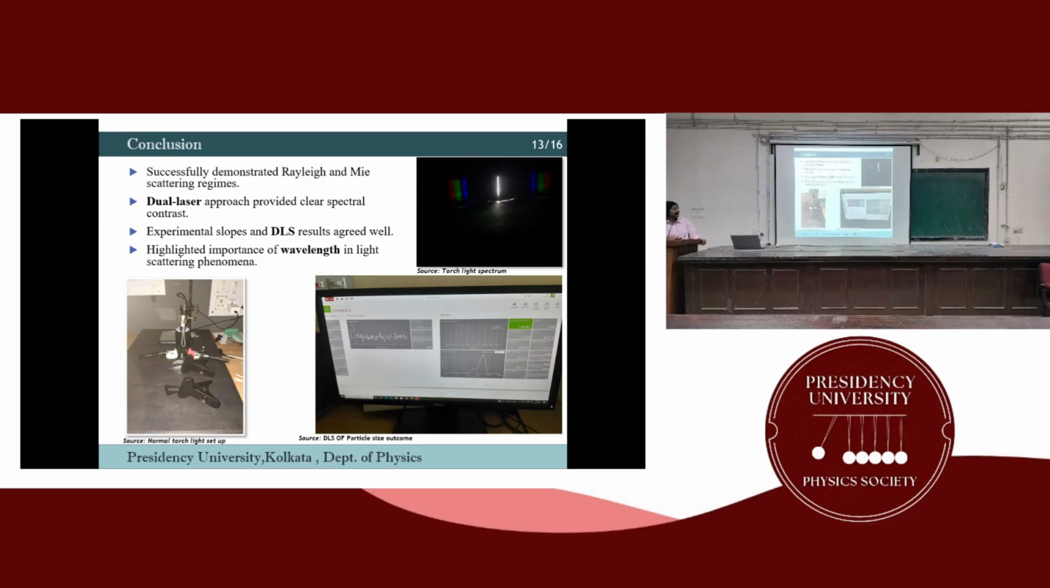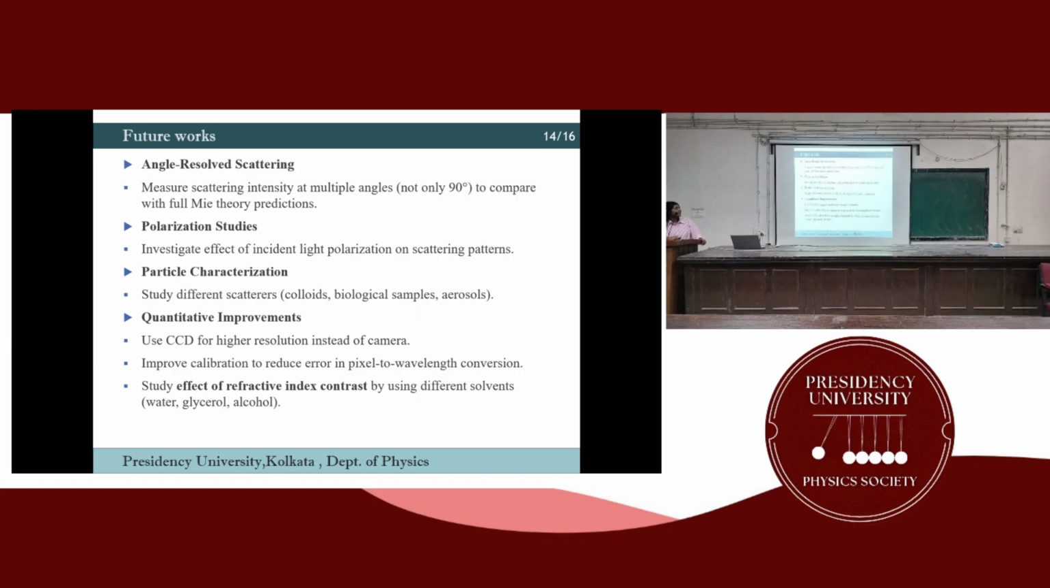This is the picture where I used the white torch. The picture was not continuous, as this shows some black spots in between the blue, green and red bands. And this is with one laser, and this is the picture I took first. I said earlier that this is the particle size determination by DLS measurement.